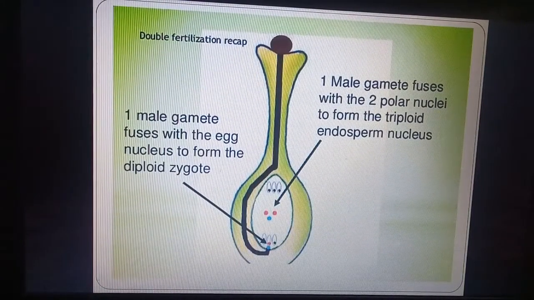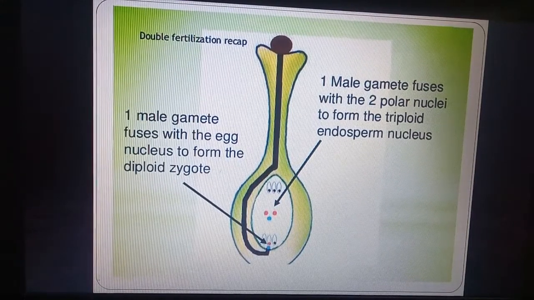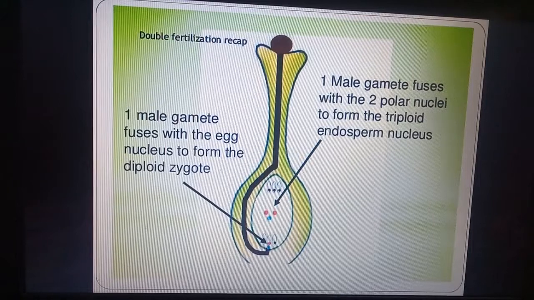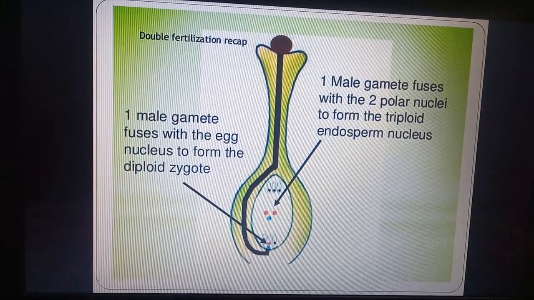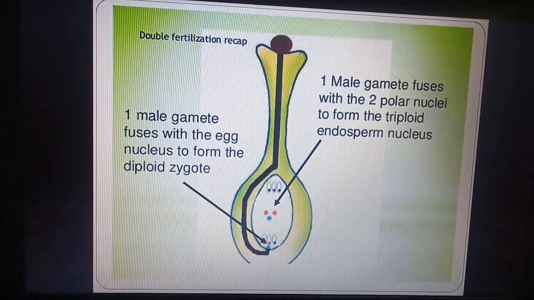Here we can see the first male gamete fuses with the egg nucleus to form a diploid zygote, which will form the embryo, and the second male gamete fuses with two polar nuclei to form the triploid endosperm nucleus, which will form the endosperm in future.